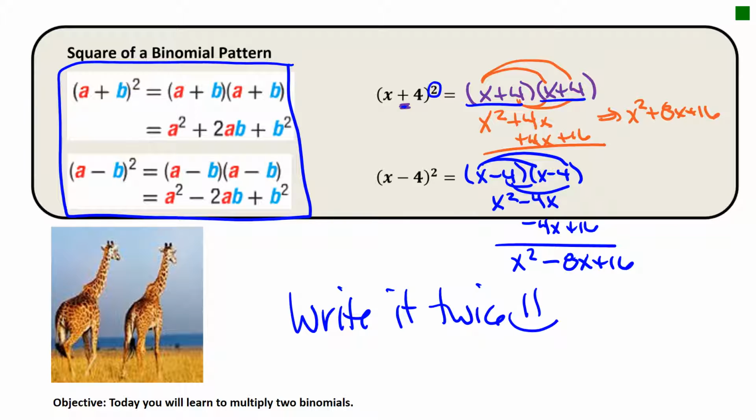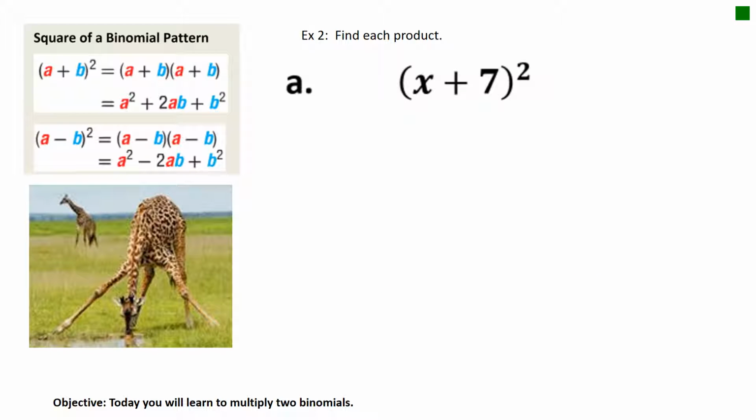Double, double, good, good. Next slide, here we go.